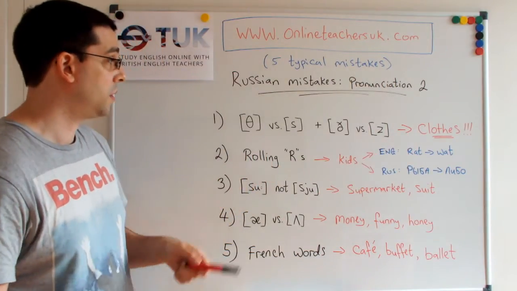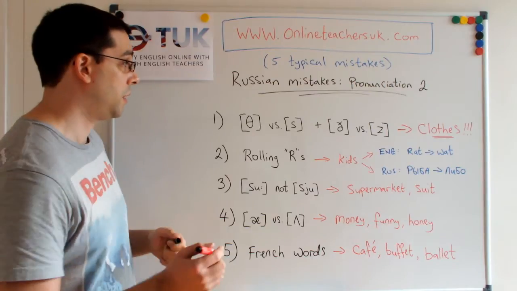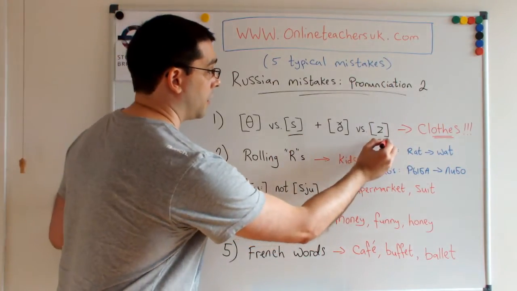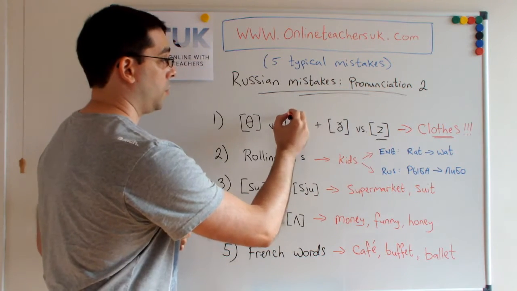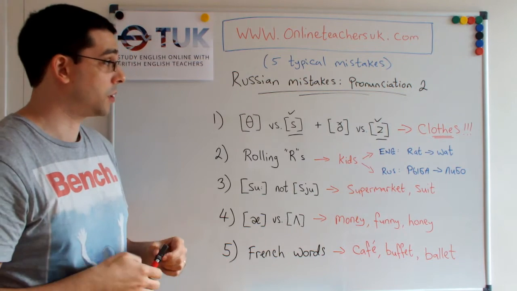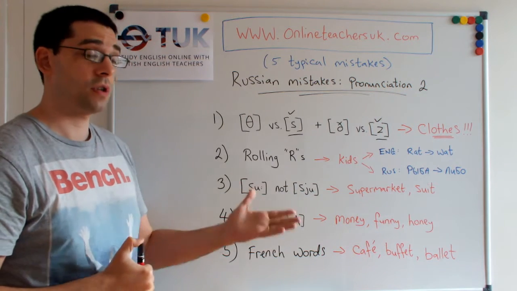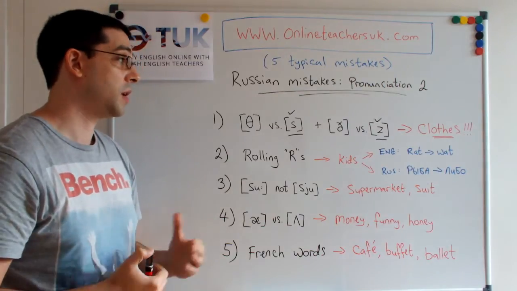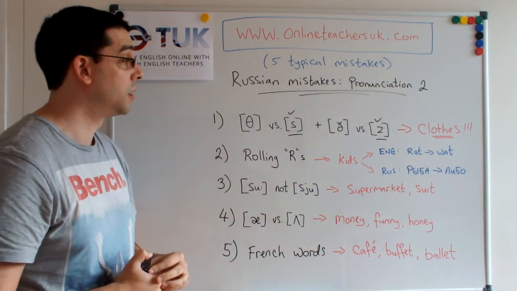To start with, what you'll see in Russian, if you compare English and Russian, is that you have this one and you have this one. So we wouldn't expect these to be a problem because they exist in Russian. So you have s in the same way that we have s, you have z in the same way that we have z. I don't see any difference in the pronunciation there.